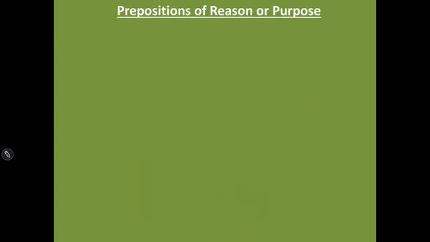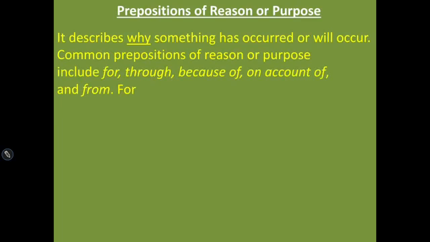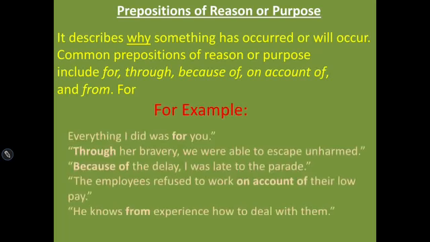Prepositions of reason or purpose. It describes why something has occurred or will occur. When we come to know the reason of a particular action, we use prepositions of reason. And these are through, because of, on account of, and from. For example, everything I did was for you. Means whatever happened, you were the reason behind it.